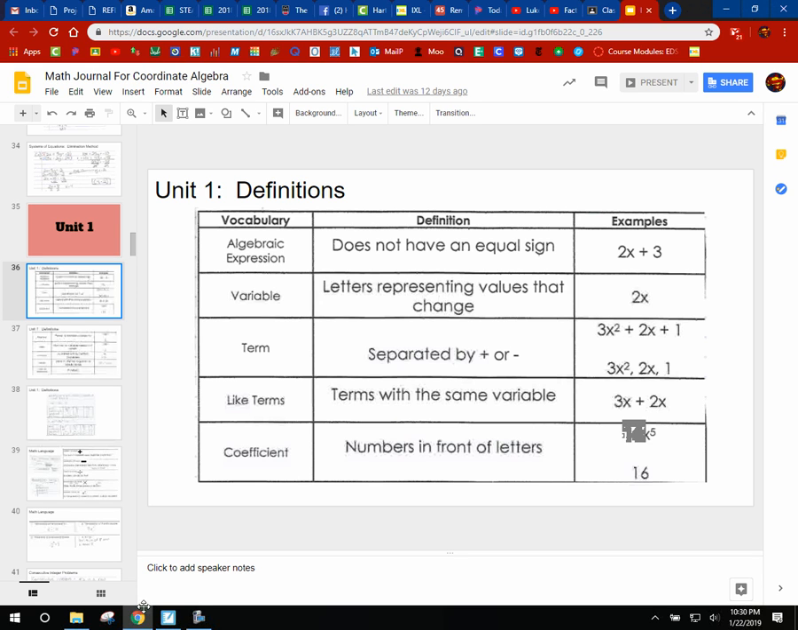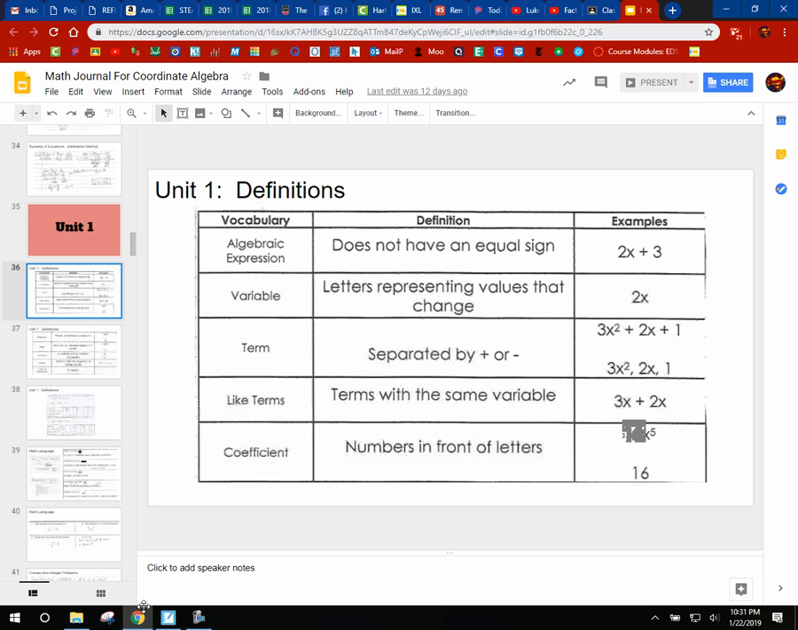Okay? Algebraic expression does not have an equal sign. Here's an example, 2x plus 3. A variable, obviously it's going to be letters representing values that change. Okay, an example would be 2x, x being the variable for this. Term, these are separated by a plus or minus sign. So for example, if I had 3x squared plus 2x plus 1, my terms would be 3x squared, 2x, and then the 1. Like terms are terms with the same variable. So 3x plus 2x, and if you went ahead and took the initiative and simplified that, you would have 5x, because 3 plus 2 is 5.